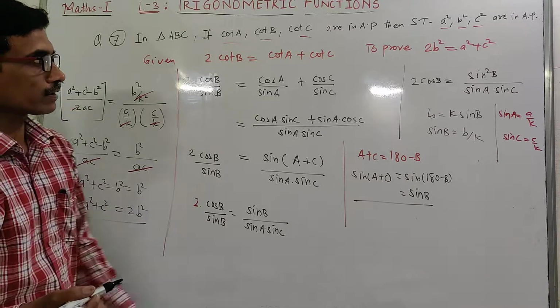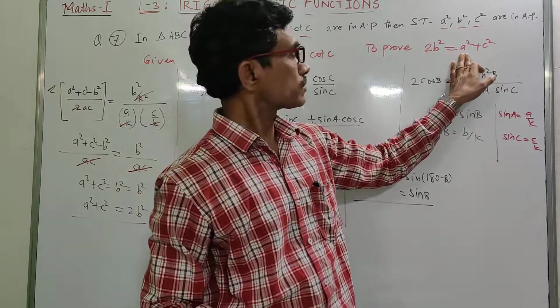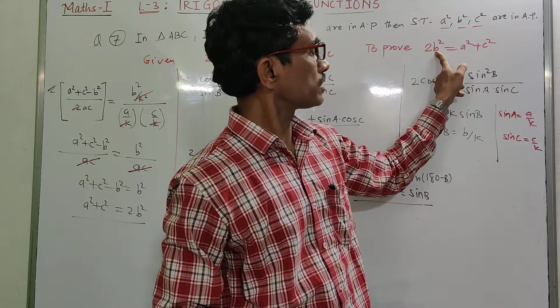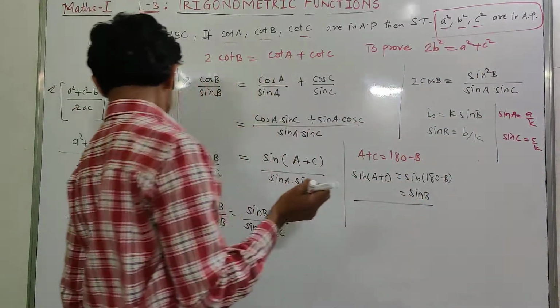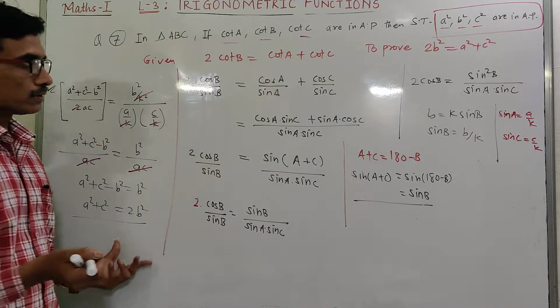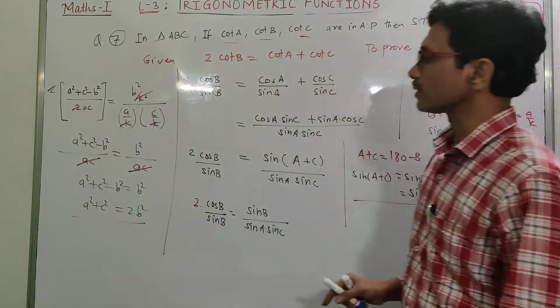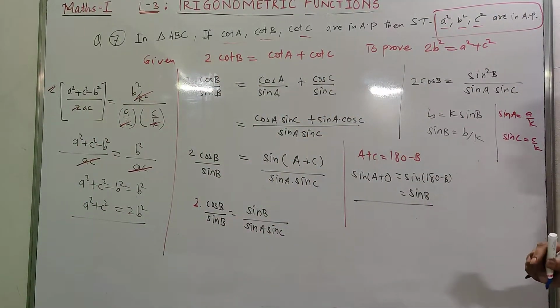What did you infer? 2B square is A square plus C square, means A square, B square and C square, they are in AP. So which is to be shown. So therefore we can write here A square, B square and C square, they are in what? AP.